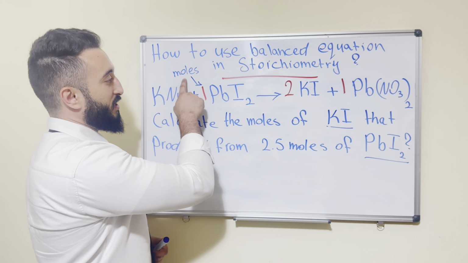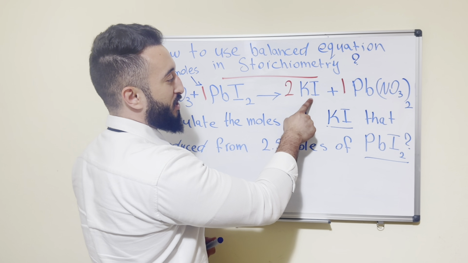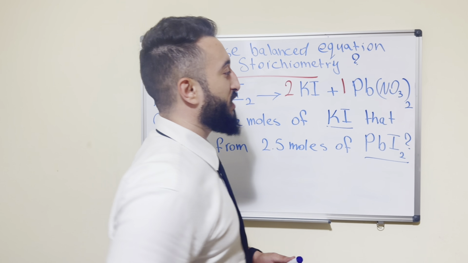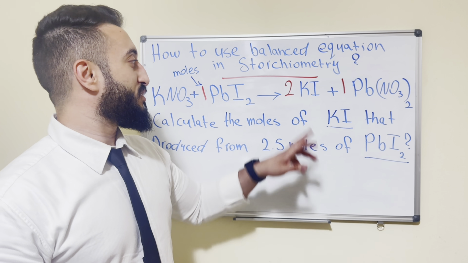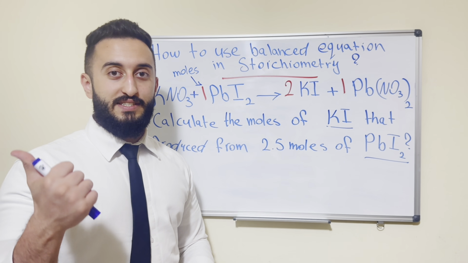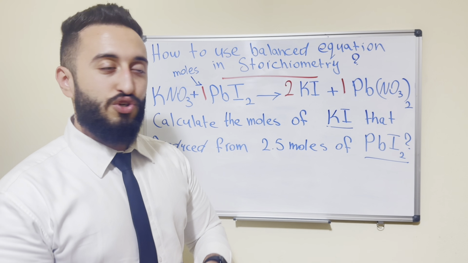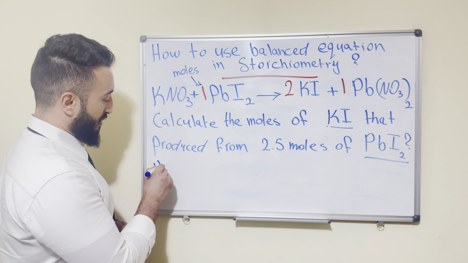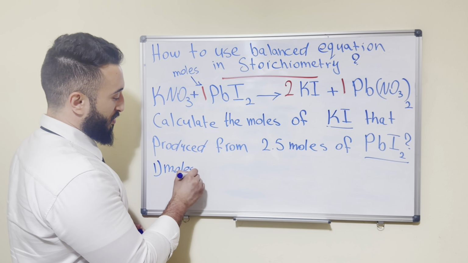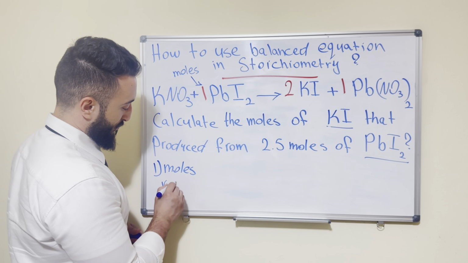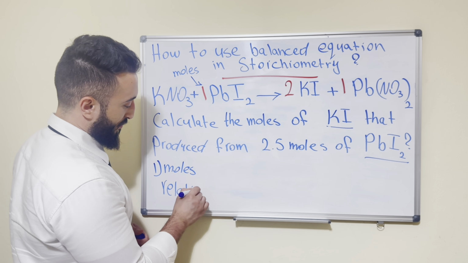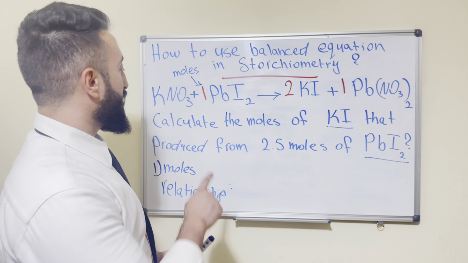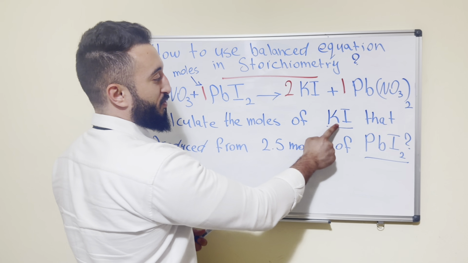So how many moles of lead iodide? We have only one. How many moles of potassium iodide? We have two. How many moles of lead nitrate? We have only one. So let's use these numbers from the balanced equation to find out the stoichiometry. So first we are going to do the moles relationship. We need to calculate the moles of potassium iodide.